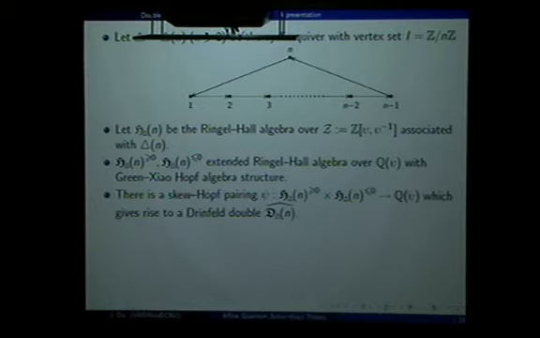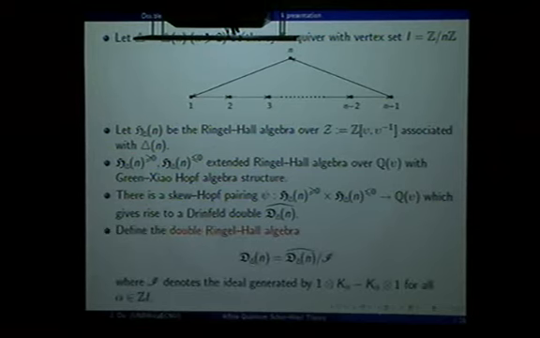Then there is a so-called skew-Hopf pairing, which is used by Drinfeld to construct the Drinfeld doubles. You can explicitly write down such a skew-Hopf pairing, and that gives the so-called Drinfeld double. So you take the tensor product of these two Hopf algebras, then the skew-Hopf pairing gives you the multiplication, the commutator formulas. That's where we need the skew-Hopf pairing. I will mention some applications later on.